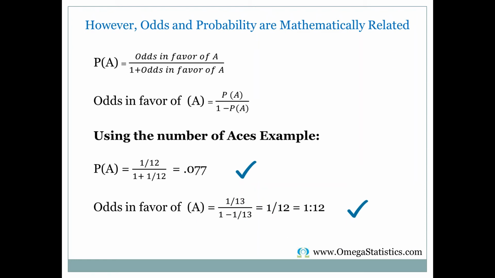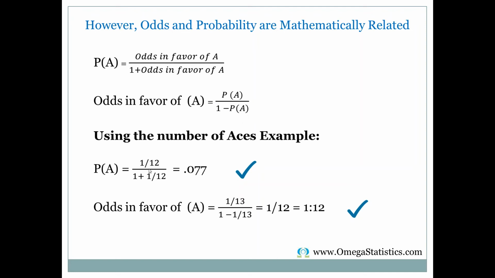Now, odds and probability are mathematically related. You can get one from the other. When we do the likelihood ratio, we're going to take probabilities, turn them into odds, and then take the odds and turn them back into probabilities. So here would be the probability of event A: the odds in favor of A, over 1 plus the odds in favor of A. Now for your odds, using probabilities, the odds in favor of A would be the probability of A over 1 minus the probability of A.